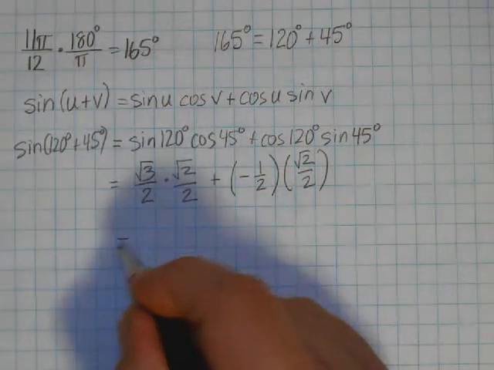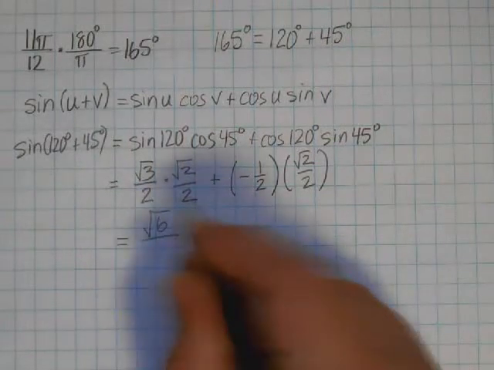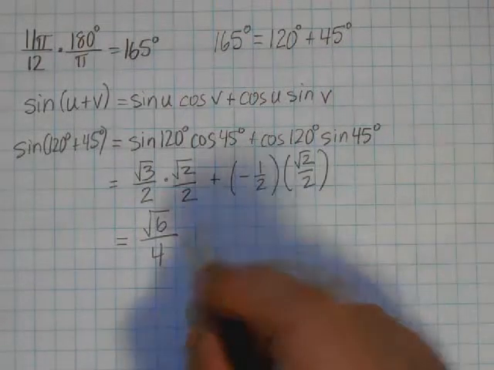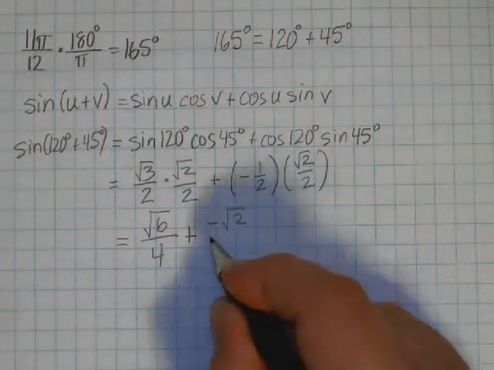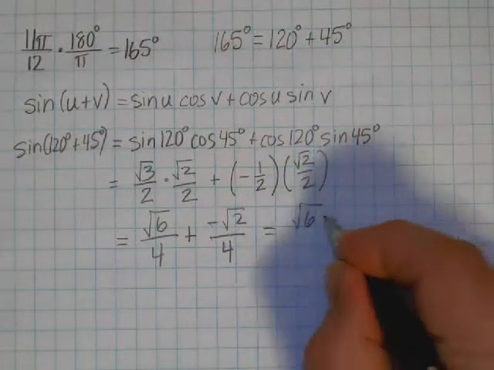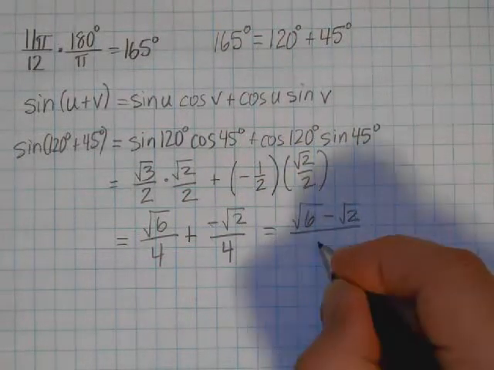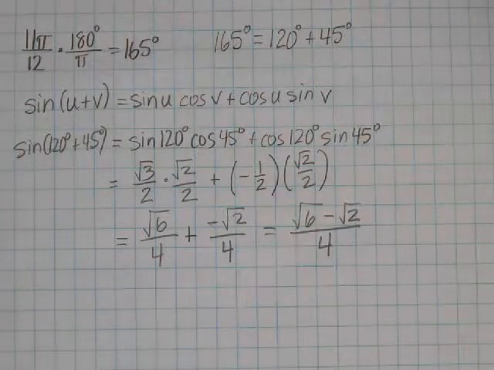So I go ahead and multiply these. Radical 3 times radical 2 is radical 6. I get a 4 there. Here, I get negative radical 2 on the top and 4 on the bottom. So I could rewrite this as the quantity radical 6 minus radical 2 all over 4.